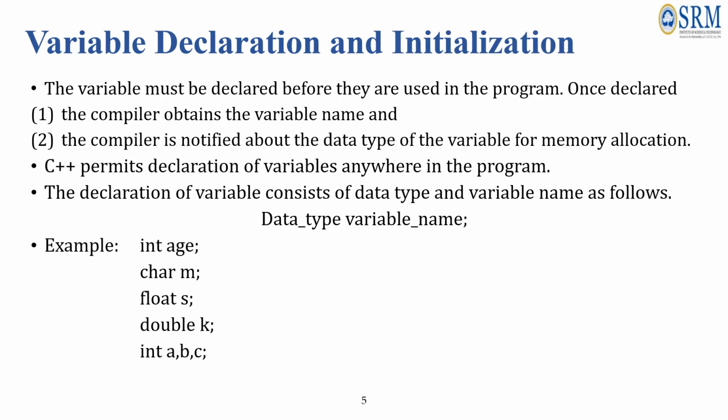How can we declare a variable? In C++, we can declare variables whenever we need them. In the case of C, we have to declare them at the beginning, but in C++, a variable can be declared anywhere in the program. How is the declaration made? First we have the data type and the variable name, ended with a semicolon. Here is an example: age is the variable name, int is the data type, and it ends with a semicolon. This is how a variable is declared in a C++ program.